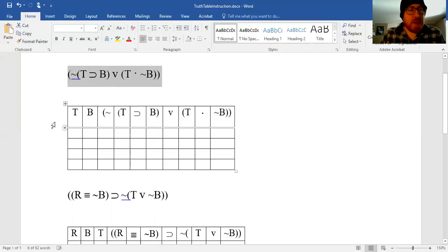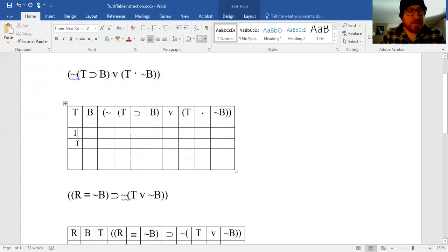Now, to calculate the number of consecutive 1s and 0s that you write under your first letter, in this case T, take the total number of lines and divide it by 2. So under T, we're going to write 2 1s and 2 0s consecutively. My font changed, but I'm not going to go in and change it. So under T, we get 2 1s and 2 0s.